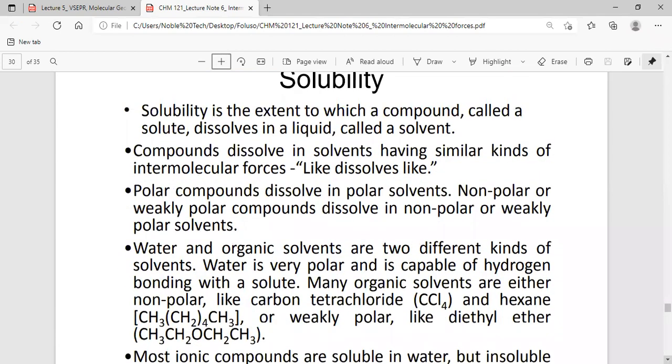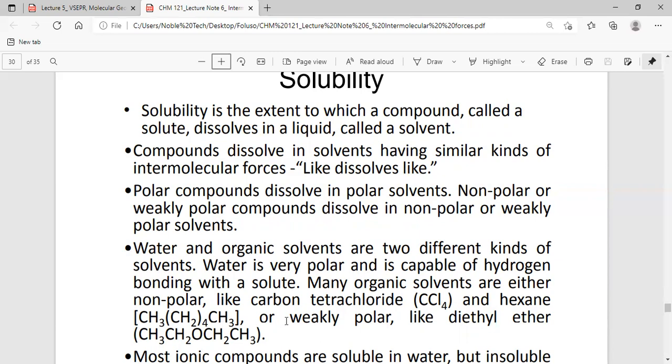Also, we've talked about solubility. In solubility, like dissolves like. So polar substances will dissolve in polar compounds, and non-polar substances will dissolve in non-polar compounds. Water is polar, so it will not dissolve most of the organic solvents, but organic solvents will dissolve most of the organic compounds. For instance, carbon tetrachloride is not polar because of the cancellation of dipoles.